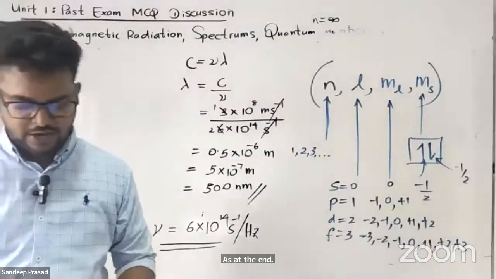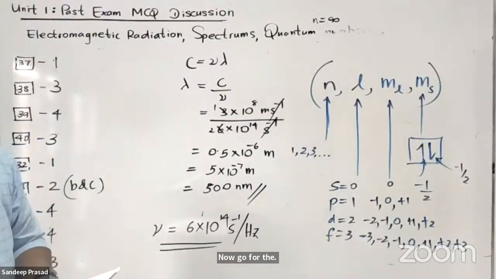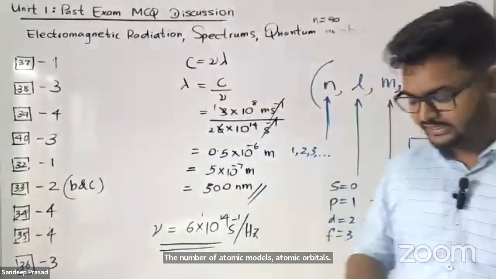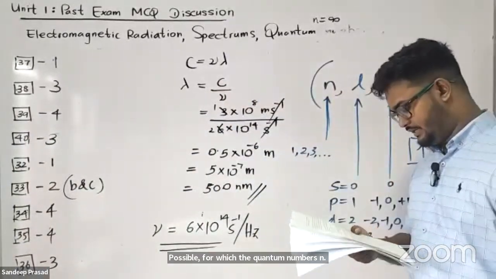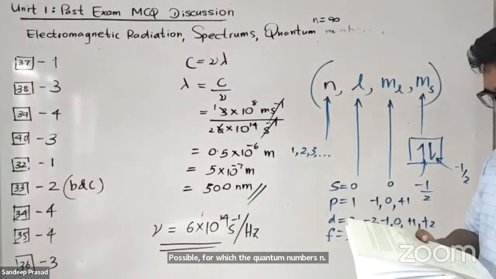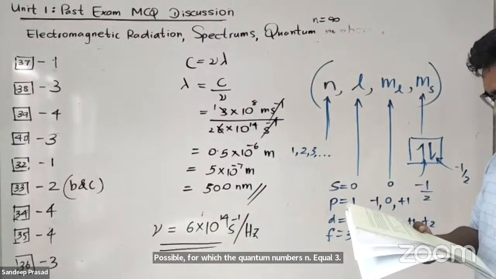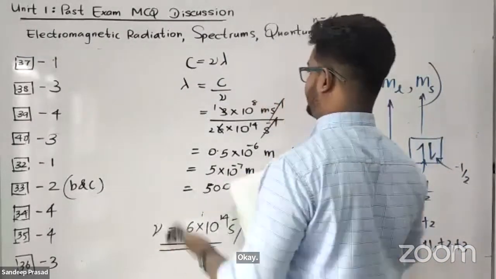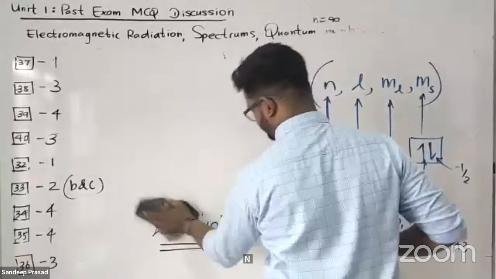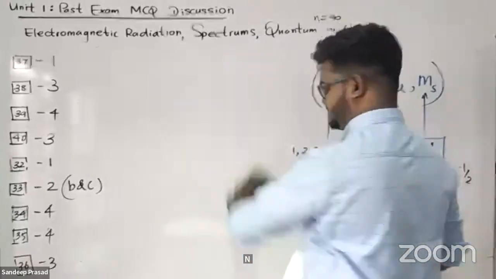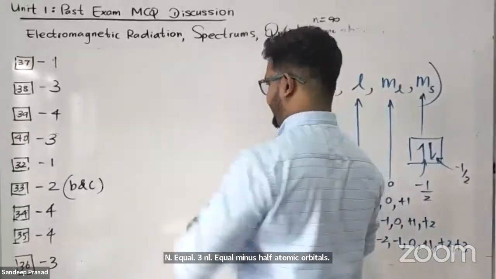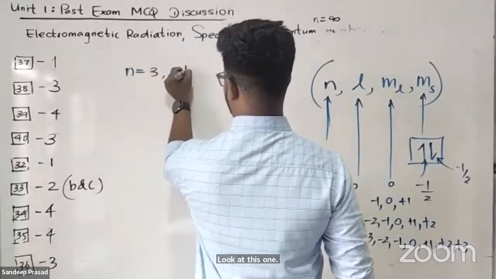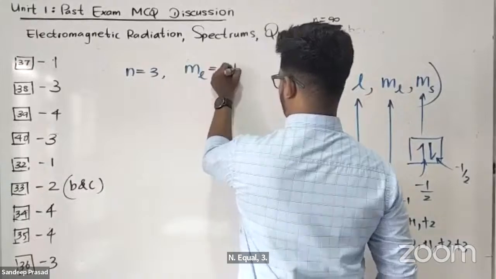The number of atomic orbitals possible for which the quantum numbers n equal 3 and ml equal minus 1. Okay, n equal 3 and ml equal minus 1 atomic orbitals. Look at this one. n equal 3 and ml equal minus 1.